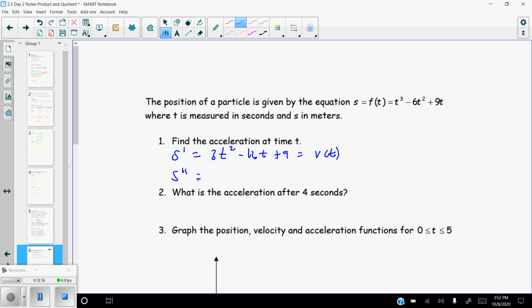But what we want is the acceleration, which is the second derivative of position. So that's going to be the derivative of what we just got. That looks like it's going to be 6t minus 12, which is the same thing as v prime, because it's the derivative of velocity, which is our acceleration. So we have just found the acceleration function, which is 6t minus 12. So now all we want to do is say, okay, what if we want the acceleration after 4 seconds? We just plug in 4. So a of 4 is going to be 6 times 4 is 24 minus 12 is 12. So it's 12.